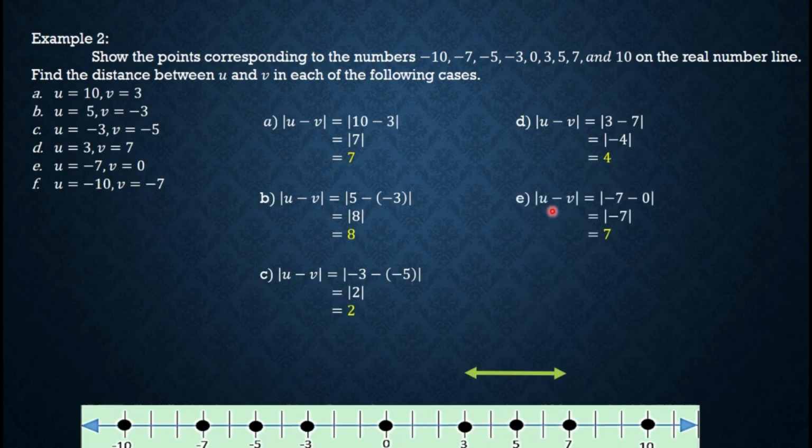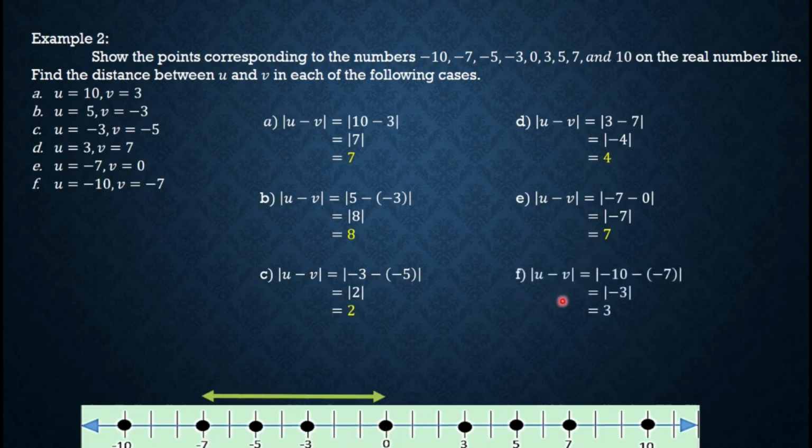Next, if U is negative 7 and V is equal to 0, negative 7 minus 0 is equal to the absolute value of negative 7, which is 7. Let's check. Negative 7 to 0, so the answer is correct. Okay, last, if U is negative 10 and V is negative 7, then negative 10 minus negative 7 is equal to the absolute value of negative 3. So the distance is 3.